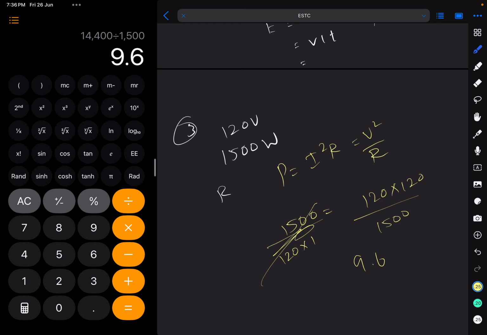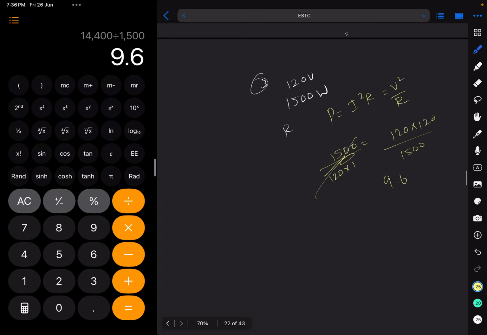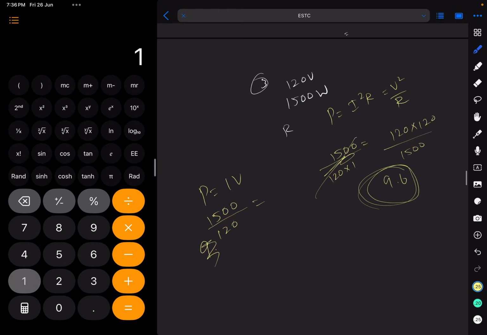Then they are asking about the current. P is equal to IV. They are asking me the current. P is 1500, V is 120. 12.5.